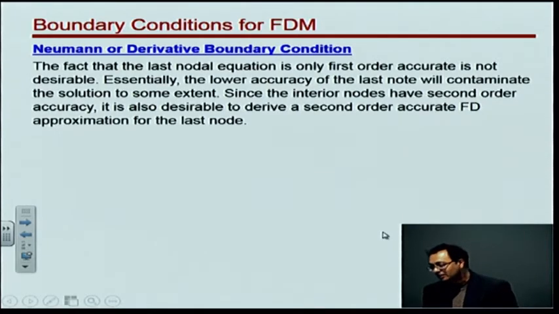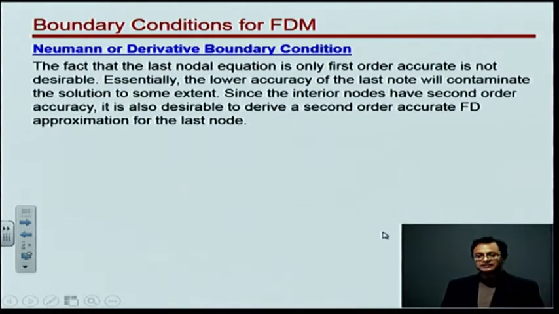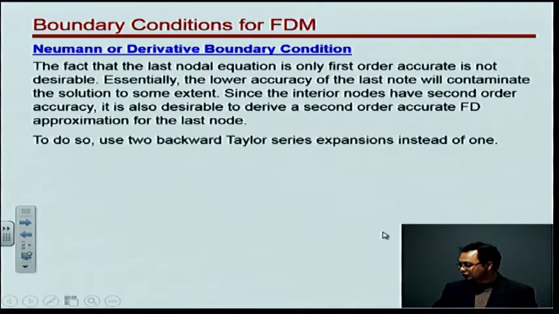Okay, so ideally, if we want to be really rigorous, we don't want a first order equation for one node and second order equations for all the other nodes. In other words, we don't want to mix and match orders. The derivation I showed you is first order accurate. You could also derive a second order accurate scheme, and this is how you would do it. You use two backward Taylor series expansions. Remember, we had this rule where we said, to increase the order, you have to use more Taylor series expansions.